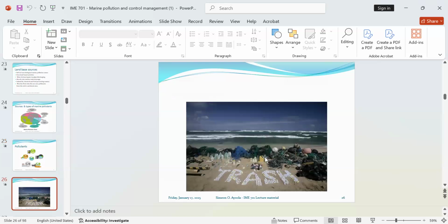Now, what can you say about this? These are trash from most of the fishing vessels. You can see their nets, abandoned nets in the water body. They are also a source of pollutants into the environment. They are trash. The plastic bottles and what have you are all trash, and they are also referred to as pollutants in the marine environment.